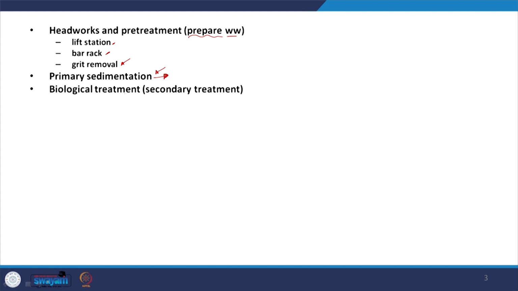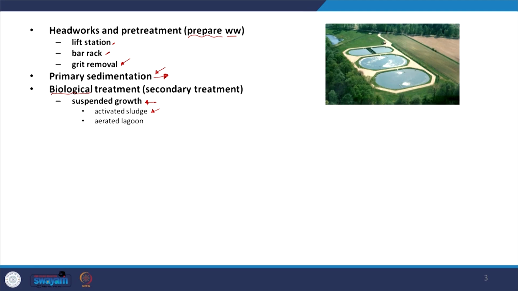Then biological treatment. In biological treatment, as the name indicates, you need to have microbes. The microbes can be suspended in the water, and there are different types of process which depend upon suspended microbes in the wastewater. One is the activated sludge, which is a relatively more engineered system, and the other is an aerated lagoon. You see the lagoons out here, and you see the aerators out here. You see the air being supplied, but we are not really adding microbes; people typically let them develop there.